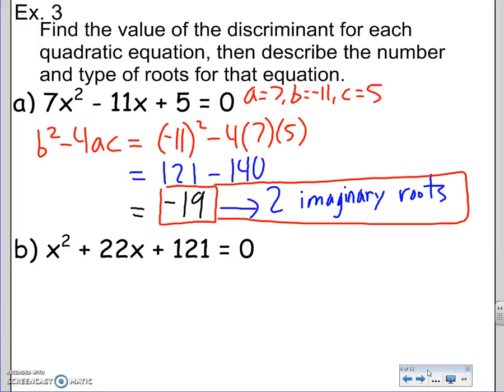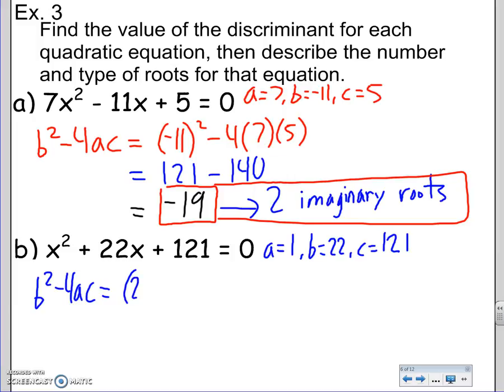For b, the same idea. I don't have to do the whole problem. I don't have to solve for the roots. I just have to figure out what the value of the discriminant is and tell me the type. So a equals 1, b equals 22, c equals 121. Ooh. All right, again, discriminant, the formula was b squared minus 4ac. Again, it's whatever is inside the square root sign. I just fill it out. b squared, that is 22 squared, minus 4 times a is 1, times c is 121.